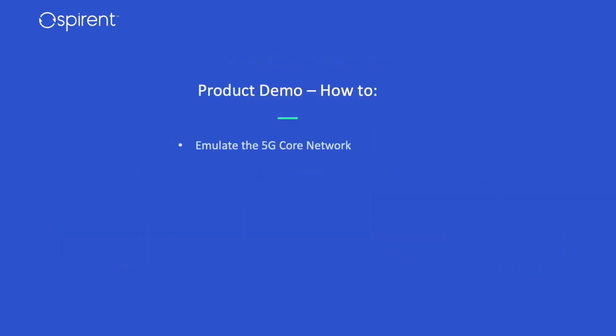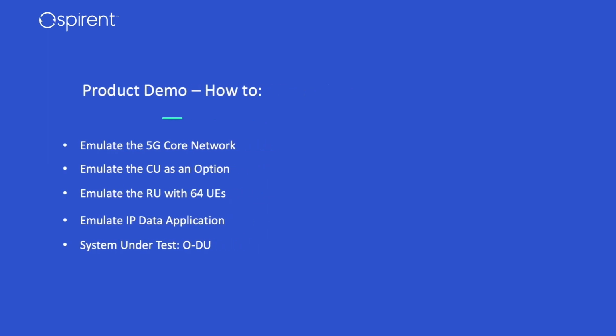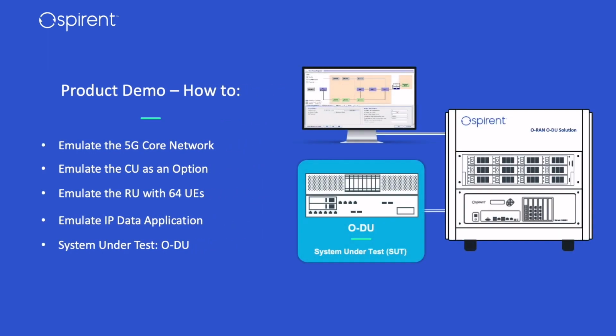In these short clips of product demo, we are going to use 5G as an example and emulate the 5G core network, the CU as an option, the RU with 64 UEs, and IP data as application, to provide a live overview of a Spirent O-RAN solution for DU wraparound testing.